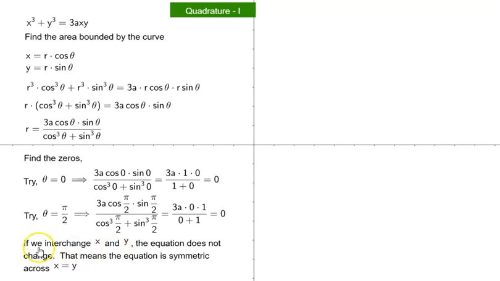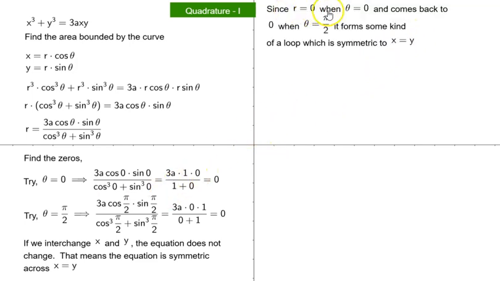Now here what is happening is, first of all, if we interchange x and y, the equation does not change. That means the equation is symmetric across x equal to y. If we substitute x with y and y with x, the terms remain the same. So that means the equation is symmetric across x equal to y.